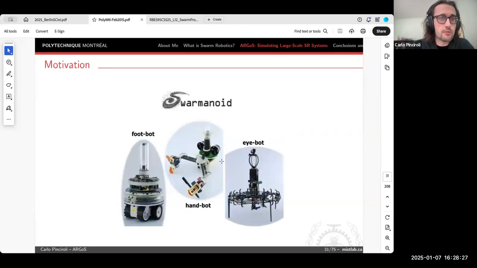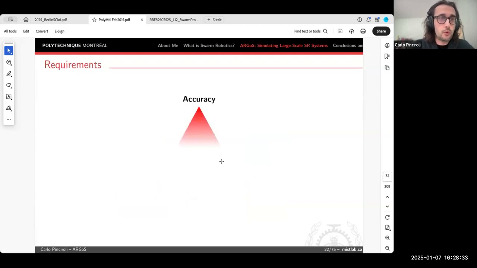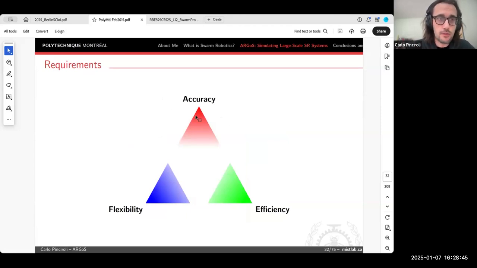And then we would like to be able to simulate robots with different capabilities that can potentially connect to each other. So what would we like to have? Fundamentally, we want three things: accuracy, flexibility, and efficiency. These are the three big things that we want. Why do we want accuracy? Well, because otherwise, what's the point of even simulating? Why do we want flexibility? Because we have so many different requirements about the type of the robots and the type of applications that we have in mind. And then obviously, we want to do it efficiently.